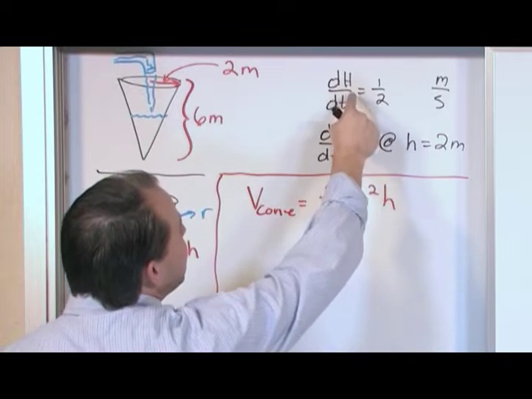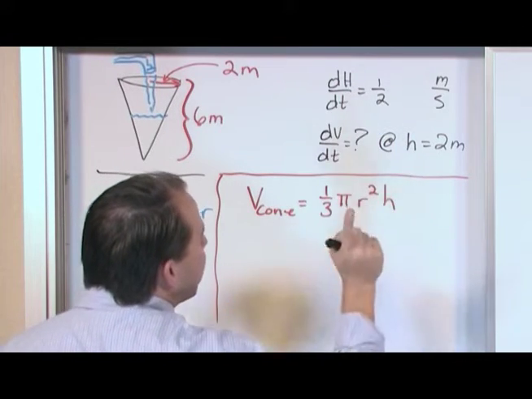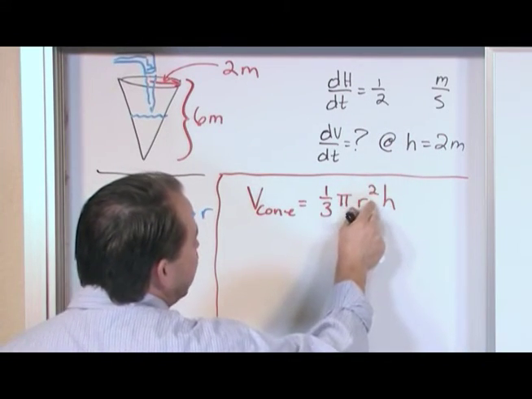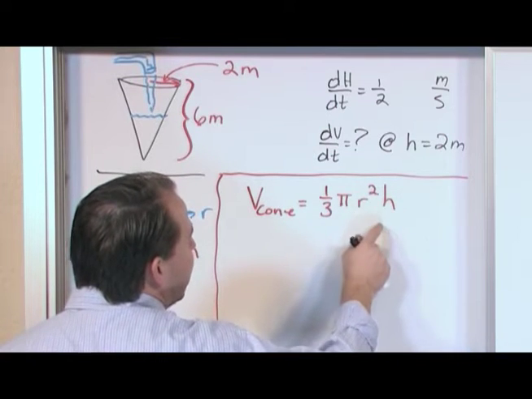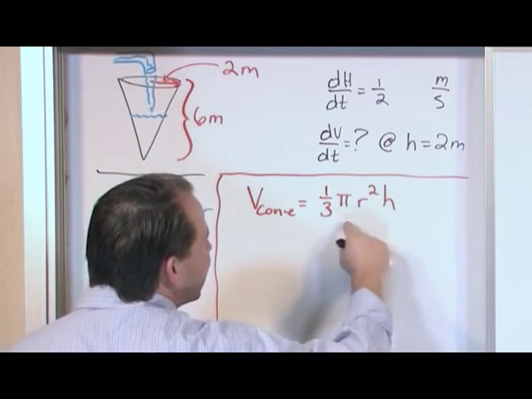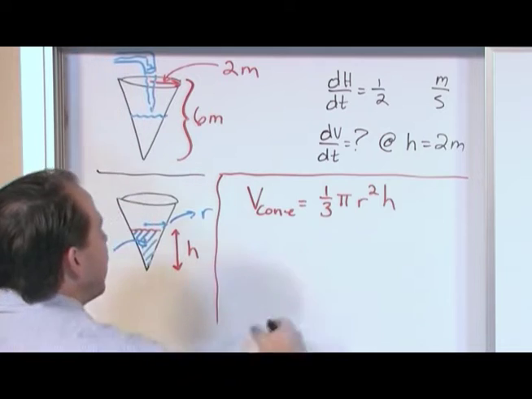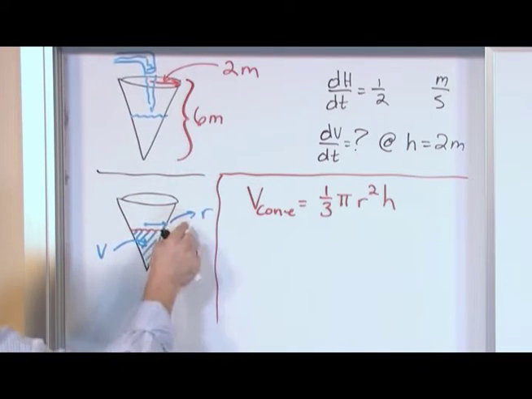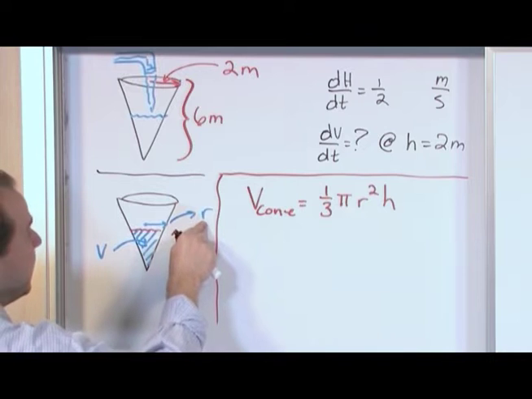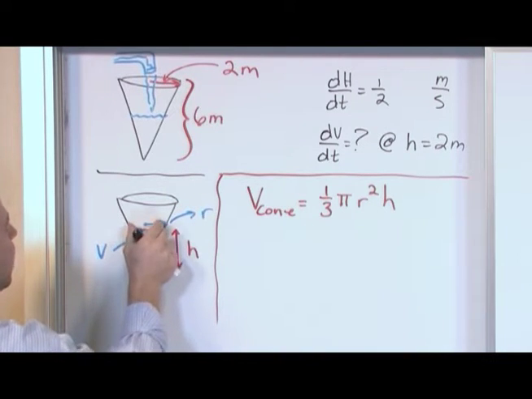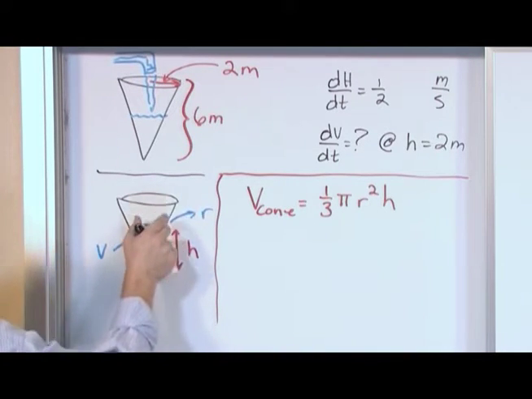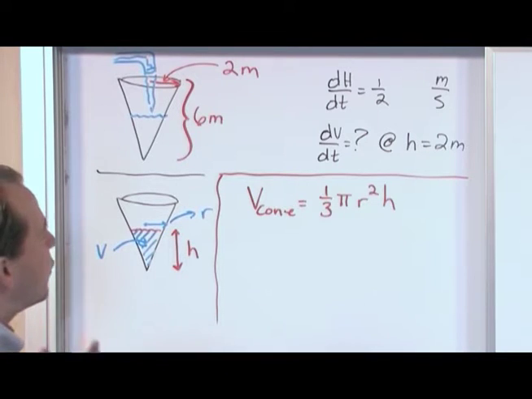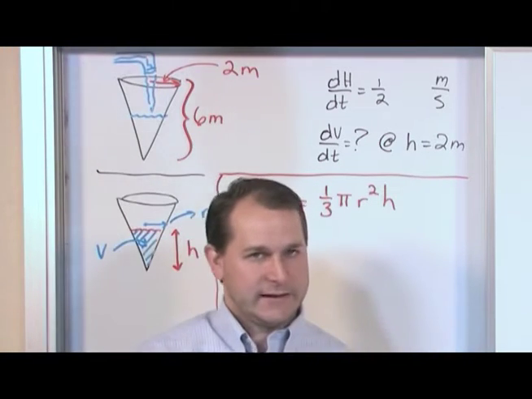That's cool, because I know what dh/dt is. I'm also going to end up eventually with a dr/dt. If I do implicit differentiation, I'm going to have 2r dr/dt. It's going to be a long term, but I'm going to have dr/dt. Now, I'm not given dr/dt. It makes sense that the rate of change of this radius is changing, because as the volume of water gets larger, this radius is getting bigger and bigger. So it is going to change, but I don't really know what that is easily.